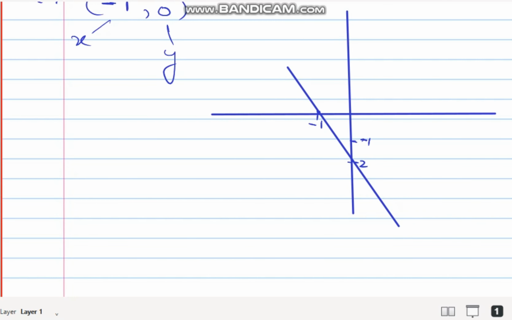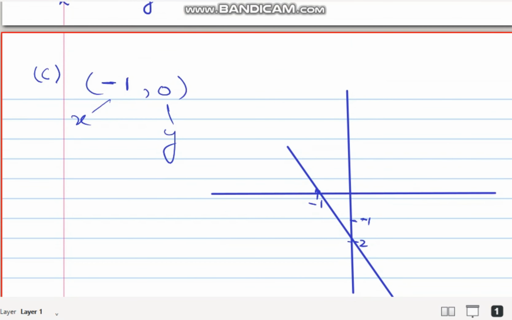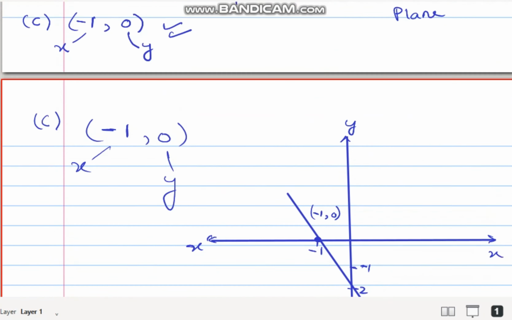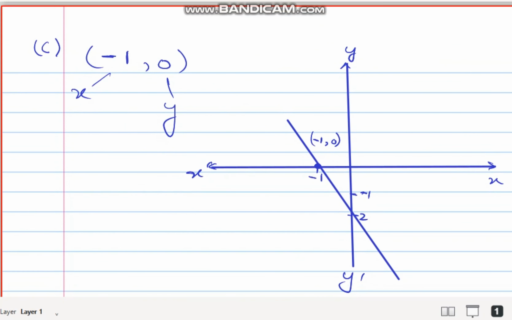So please, students, what is this point? This point is basically minus one and zero. Minus one and zero is this point here, because here x is minus 1 and y is 0. This means that the line passes through the point, because we can see that this point lies on the line.